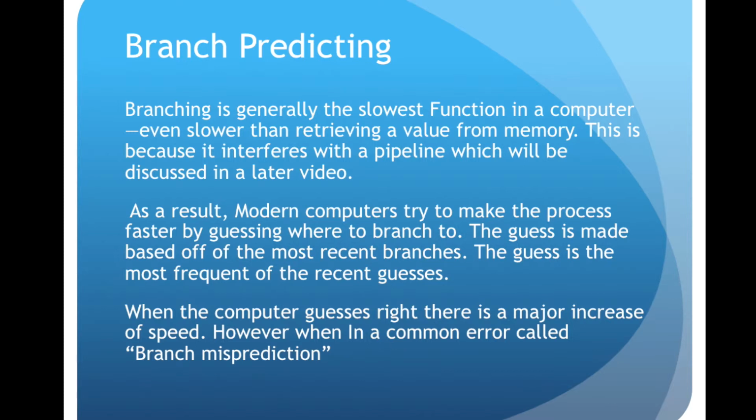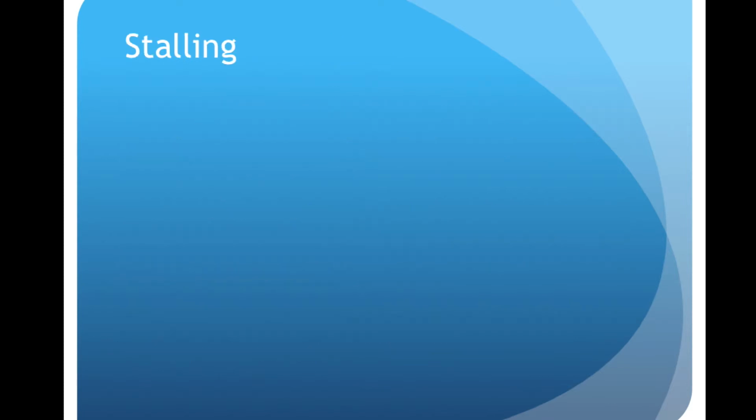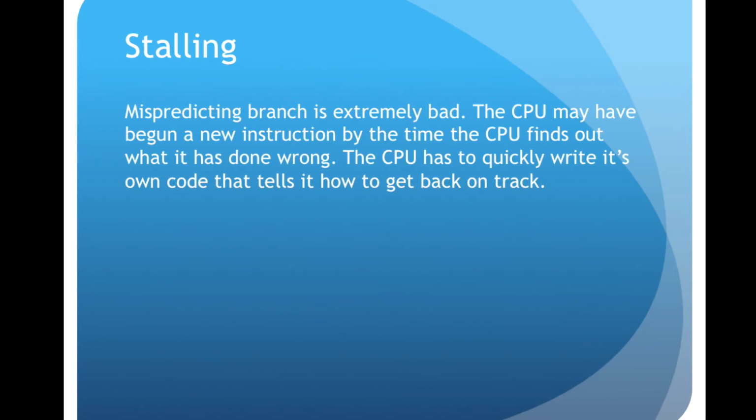Now, thankfully in the computer we're building with Redstone, we are not going to worry about this, but branch misprediction is an extremely common thing that comes up in computers all the time. In fact, the computer you're watching this on almost undoubtedly just made a branch misprediction. Anyways, what happens when your computer makes a branch misprediction? The answer is that it does something called stalling. And stalling is basically where a CPU uncorrupts itself.